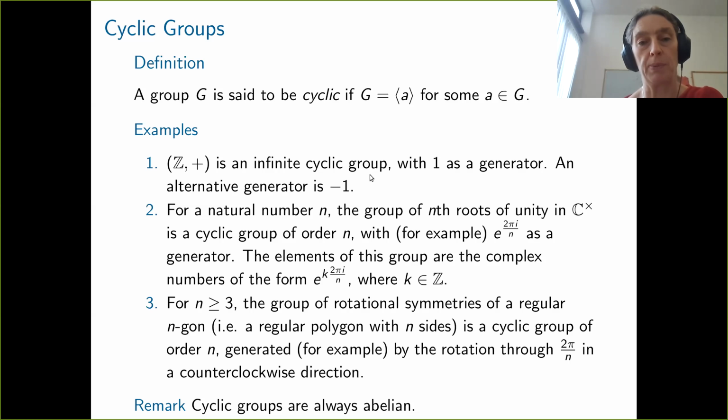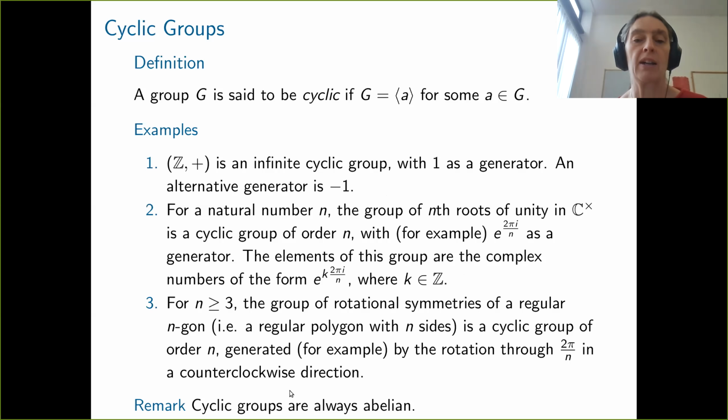One is the infinite cyclic group, integers under addition, and 2 other examples of cyclic groups, each with n elements, that turn up in different contexts. One in the context of complex arithmetic of complex numbers, the other in the context of geometry of polygons.